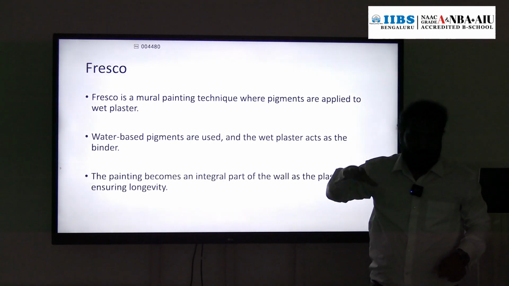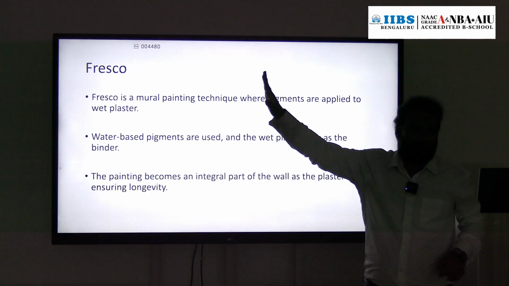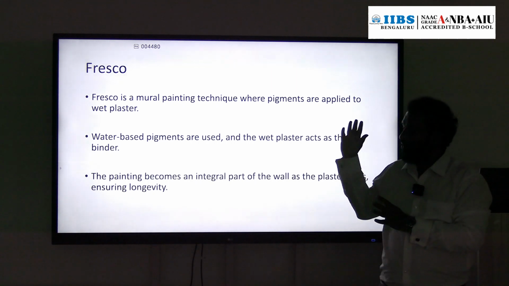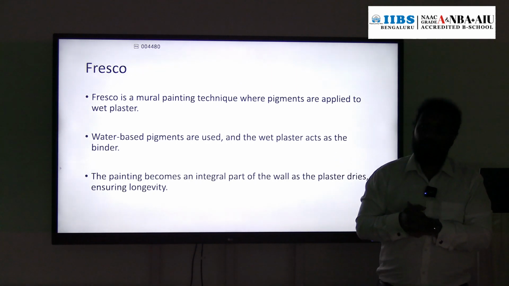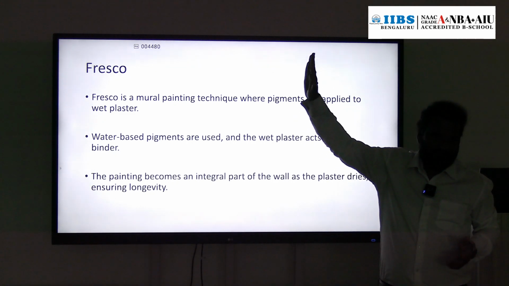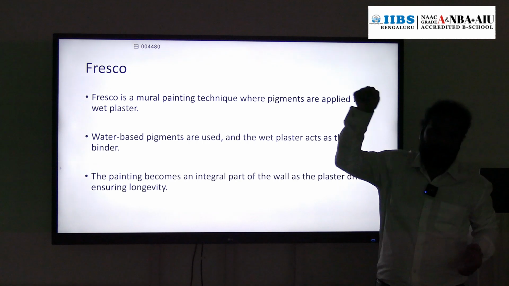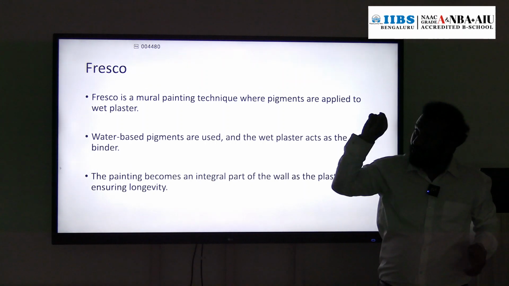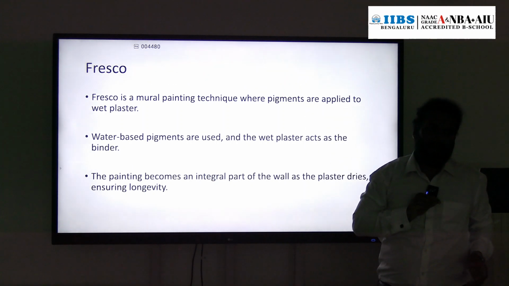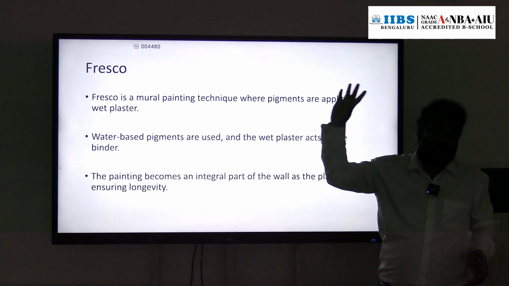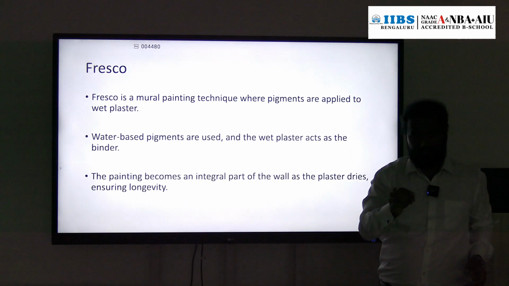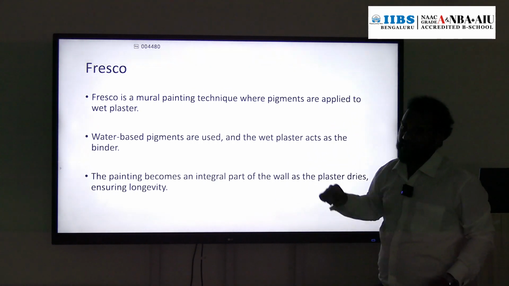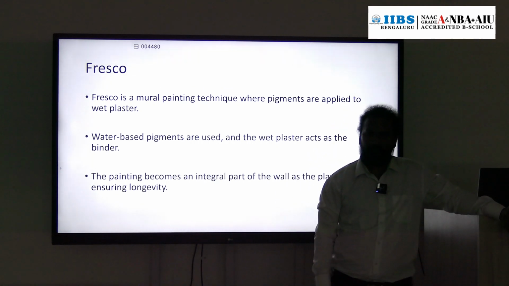They will wait till the paint dries. Then one more coat, then background, then outline. They will wait till it dries. But in the fresco technique of painting, first they apply a wet plaster. On that wet plaster they apply the pigments and do the painting. So that pigment will penetrate into the bottom of the wet plaster, and because of that the painting will be long lasting. Durability is more. That type of technique is known as the fresco technique for mural painting.